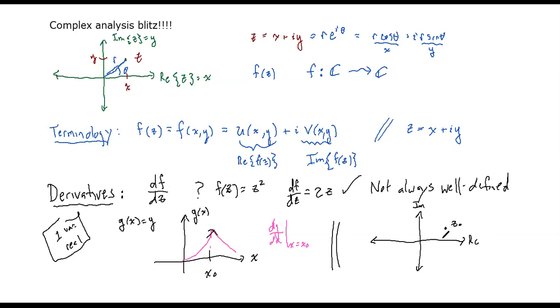How many directions do I have to approach z naught from if I'm trying to figure out if df dz exists at z naught? So I could approach from here, here, here, here. I could approach from there. I could approach from there. Uh-oh. So there's an infinite number of ways of taking this limit. And I need to check that all infinity of them exist in order to say the derivative exists.